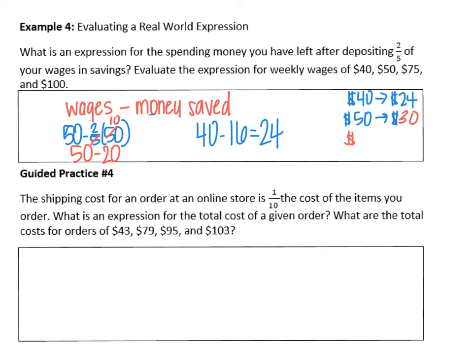Then for $75, I'm just going to do it all over again. $75 minus 2/5 of $75. 5 will go into 75 15 times. And 2 times 15 is 30, so that's going to be 75 minus 30, which is $45.